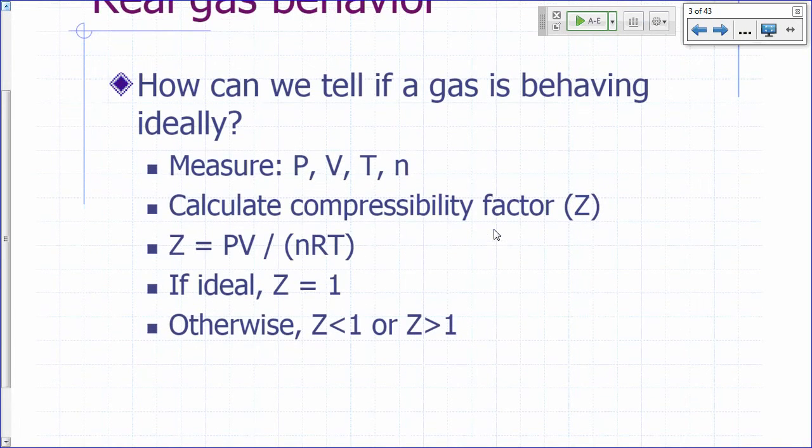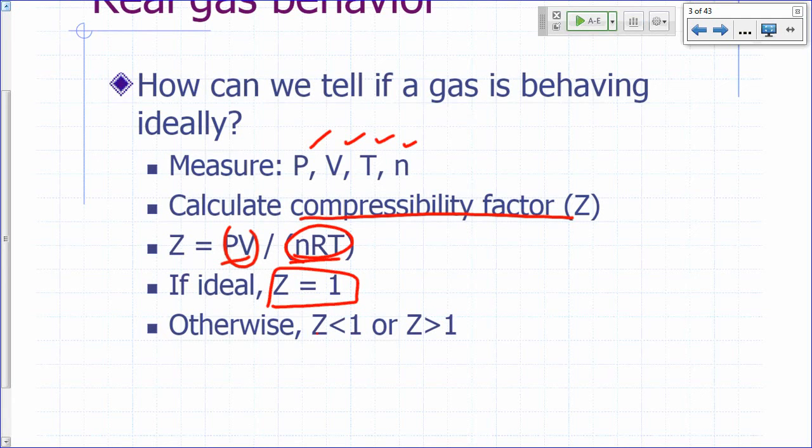Now, so how can we tell if a gas is behaving ideally? Like I said earlier, what you do is you measure P, V, T, and N. And how can you tell if it's behaving ideally? You calculate Z. Z is called the compression factor or compressibility factor. So it's equal to PV divided by nRT. And so if the gas is behaving ideally, PV is equal to nRT. So PV divided by nRT will be equal to 1. So the compression factor of a gas is equal to 1 if it's behaving ideally.